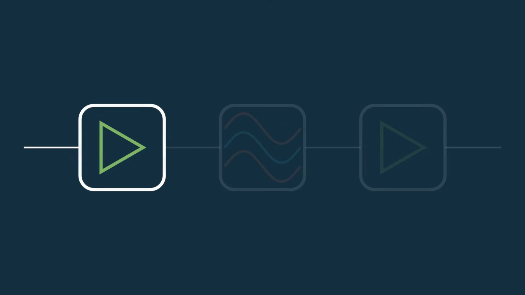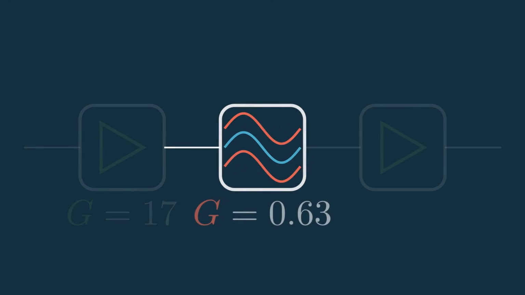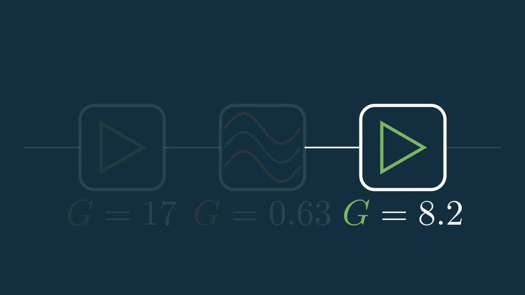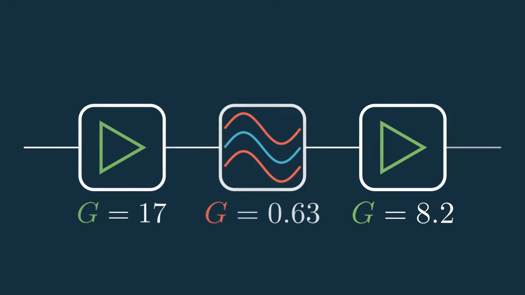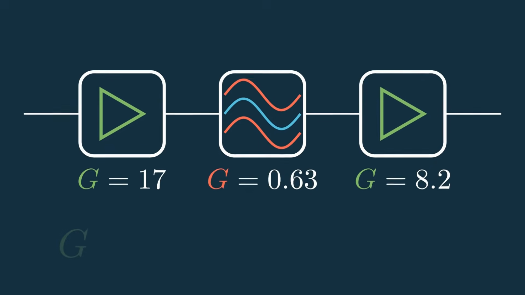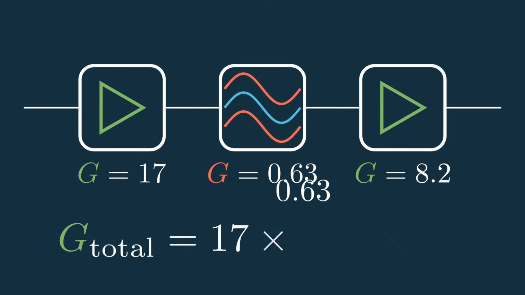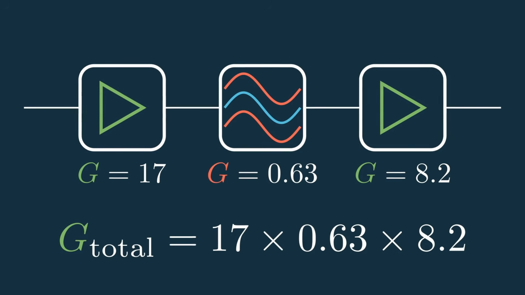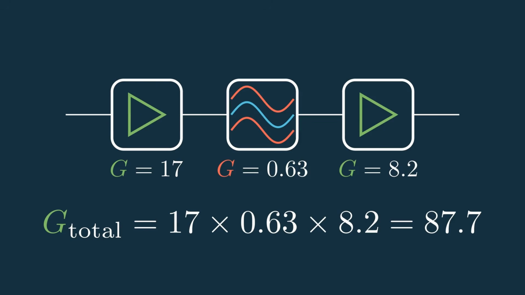First, a low noise amplifier with a voltage gain of about 17, then a filter that reduces the signal voltage by 0.63, and finally a driver amplifier that boosts the signal by a factor of 8.2. To get the total gain in linear units, you multiply them. 17 times 0.63 times 8.2 is 87.7. That's not simple math to do in your head.